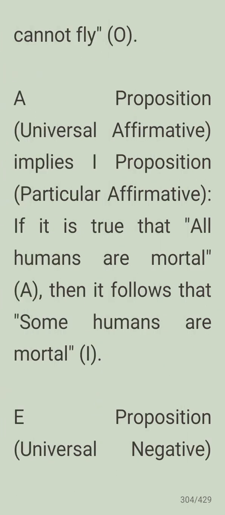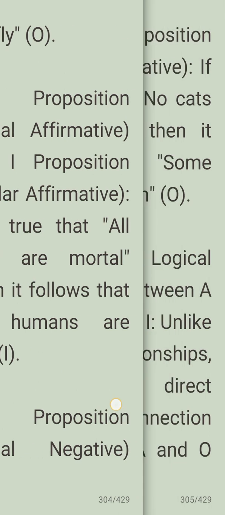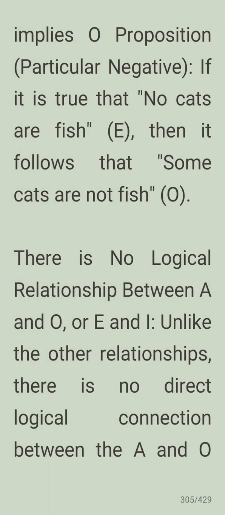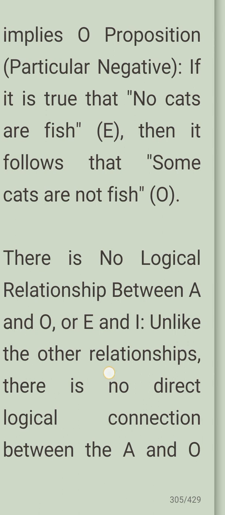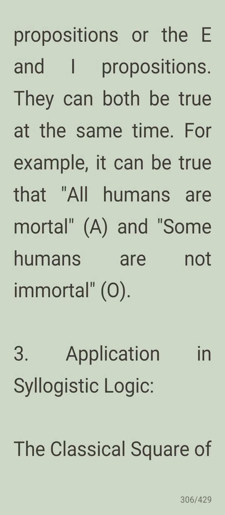A proposition, universal affirmative, implies I proposition, particular affirmative. If it is true that all humans are mortal, then it follows that some humans are mortal. Then E proposition, universal negative, implies O proposition, particular negative. If it is true that no cats are fish, then it follows that some cats are not fish. There is no logical relationship between A and O, or E and I. Unlike the other relationships, there is no direct logical connection between A and O propositions or the E and I propositions. They can both be true at the same time.